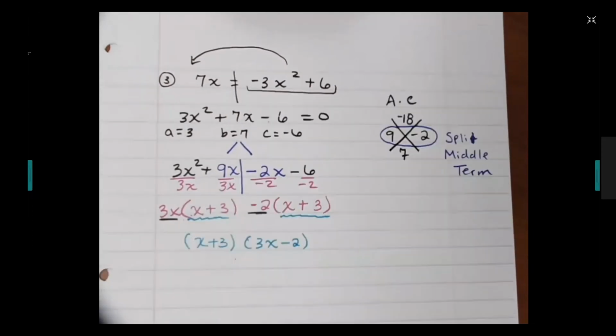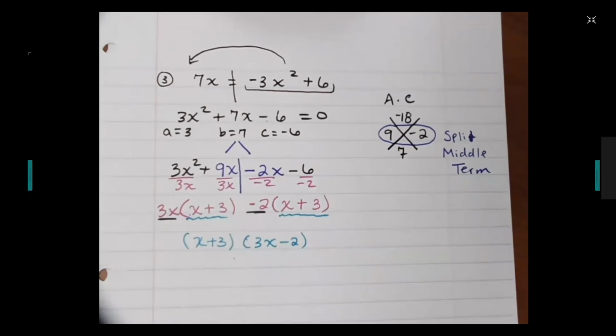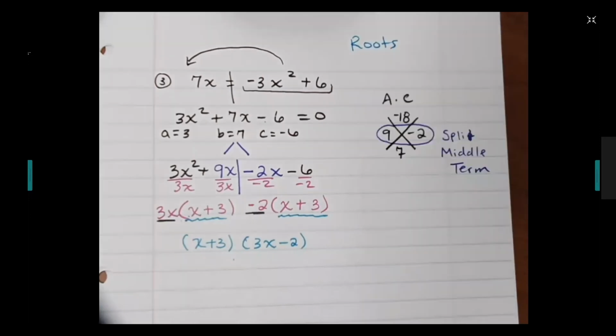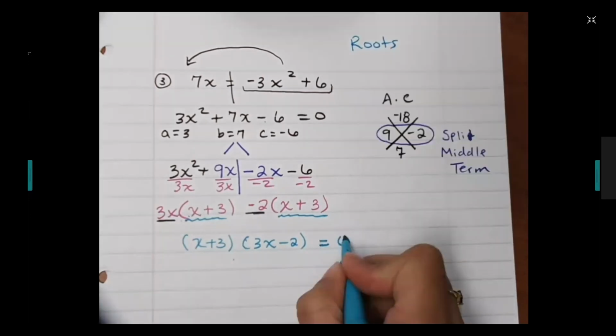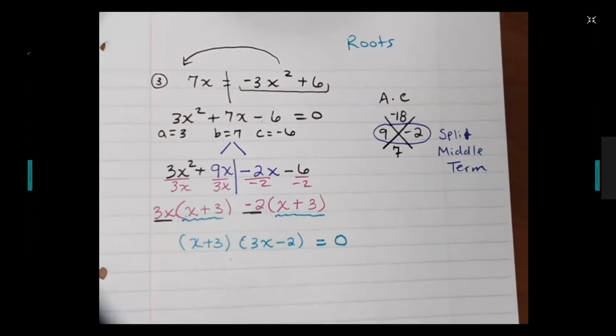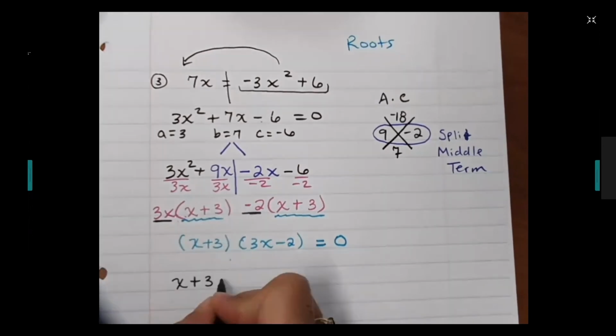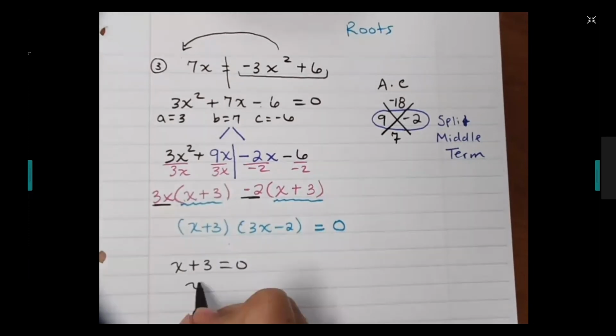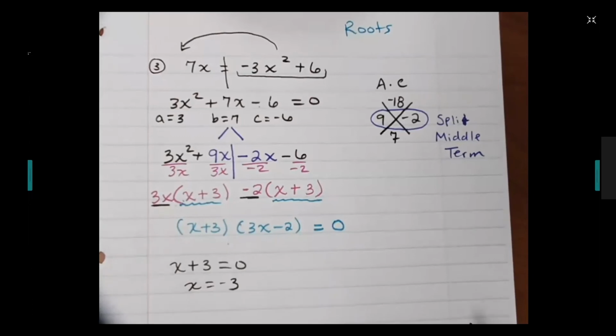Okay, now remember what we're trying to do. All I did right now was factor, right? But what I'm trying to do is find the roots. So now I still need to solve. Now that everything is factored, set each factor equal to 0, solve for x. So if x plus 3 equals 0, subtract 3 on both sides, x equals -3. That's one of my roots.